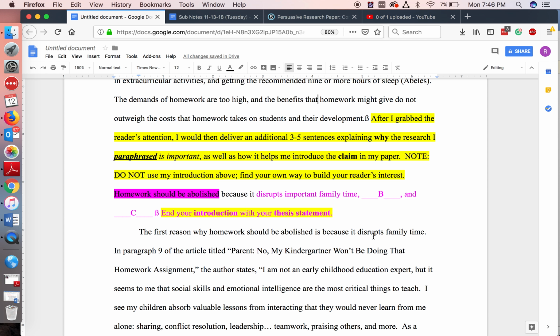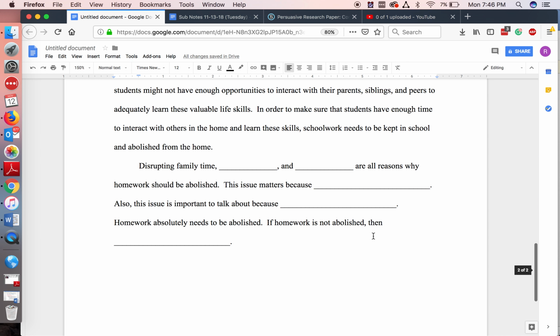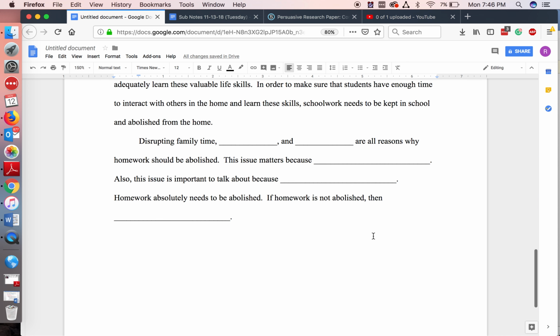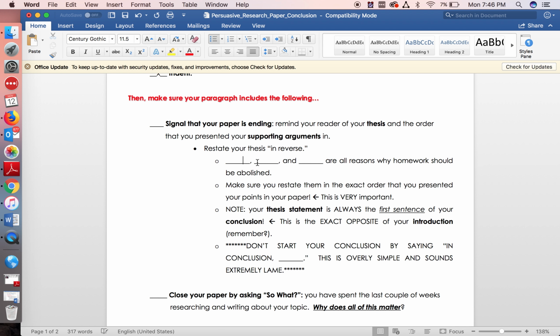So homework should be abolished, claim, because it disrupts family time, B and C. What we're going to do in your conclusion thesis statement is flip the supporting arguments and the claim this time. So we're going to say our supporting arguments first, and then we're going to say our claim. Okay? You don't want to just copy and paste it because that's redundant. It means it's repetitive. That means it's a little bit more boring.